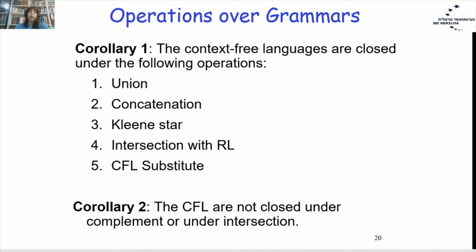Let's talk about some operations over grammars. The context-free languages are closed under the following operations: union, concatenation, Kleene star, intersection with regular language, and substitution. The context-free languages are not closed under complement or under intersection.